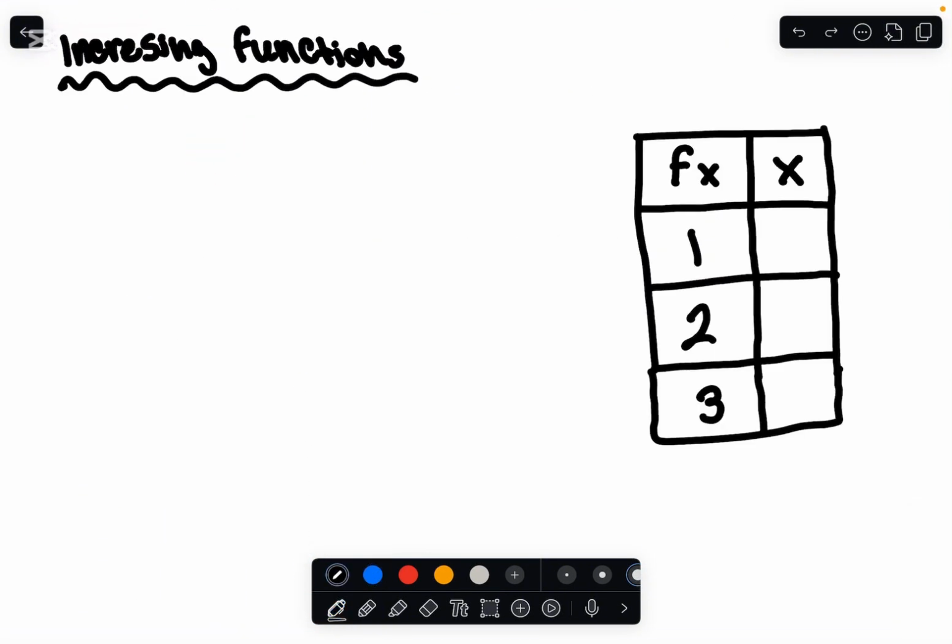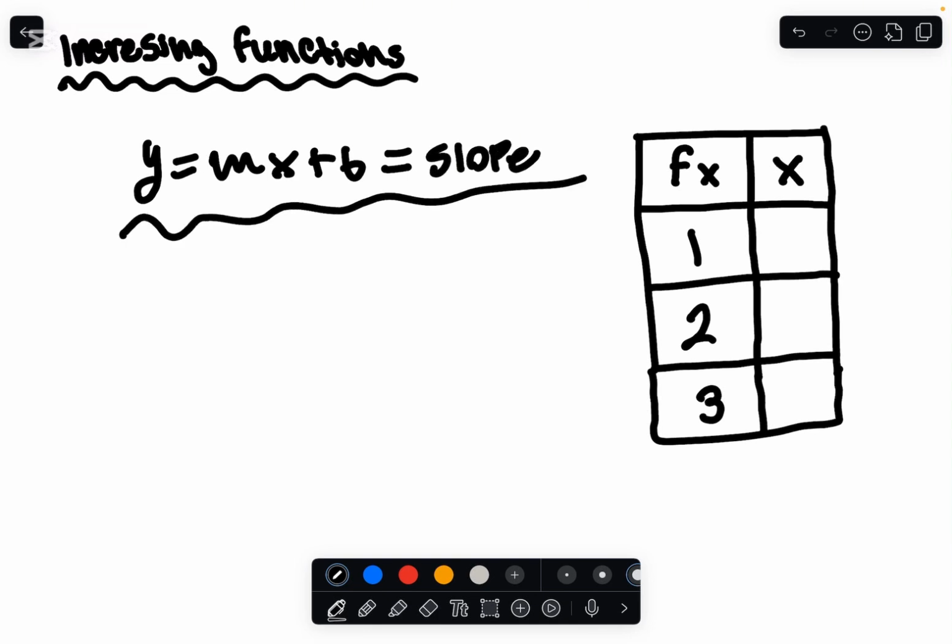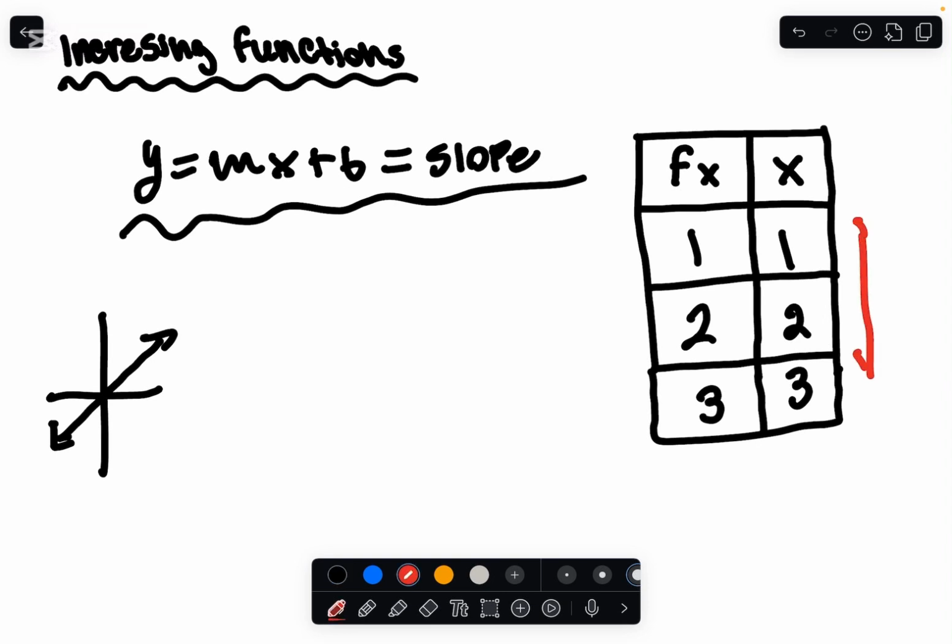Next, we're going to be talking about increasing functions. You're probably wondering, what is an increasing function? Maybe throughout your other algebra and geometry classes, you were introduced to the formula y equals mx plus b, where m is the slope. Following that, you're probably given a graph that looks like this, which is an example of an increasing function, because as x values increase, our y values also increase.